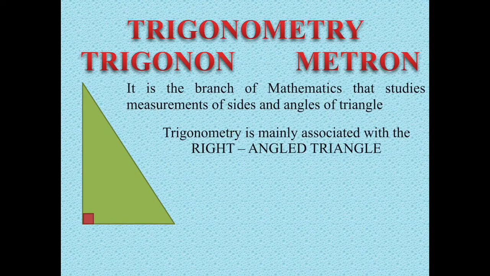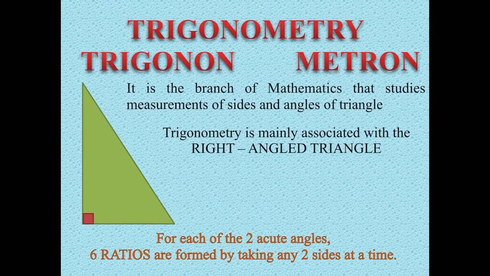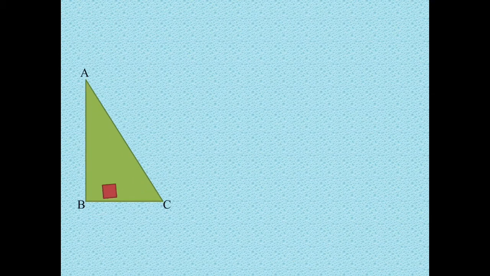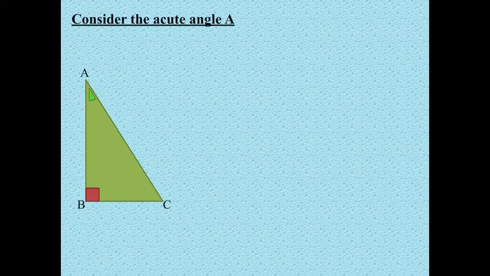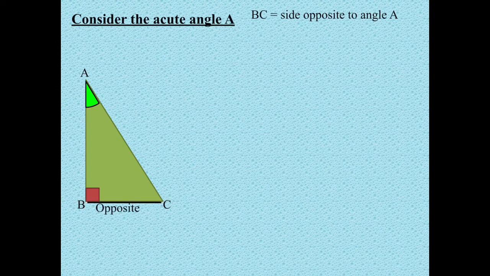If we consider any of the two acute angles, 6 different ratios can be formed using different combinations of the sides of the triangle. Let us say we consider the acute angle A in right triangle ABC. Then for this angle A, BC becomes the opposite side and AB becomes the adjacent side, and obviously the side opposite to 90 degree, that is AC, is the hypotenuse.